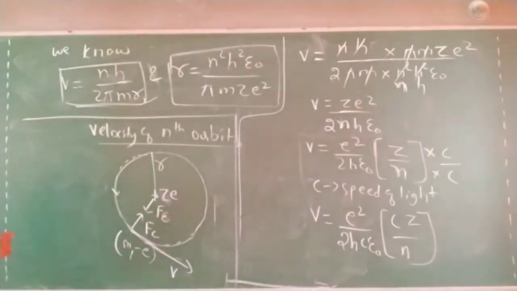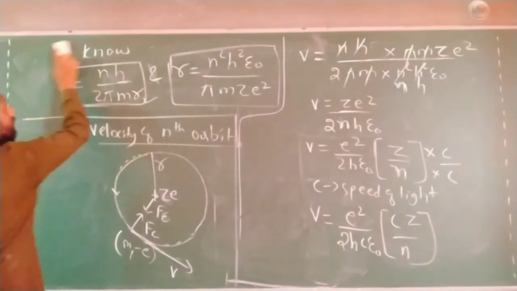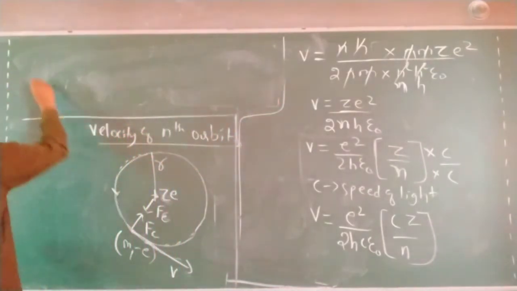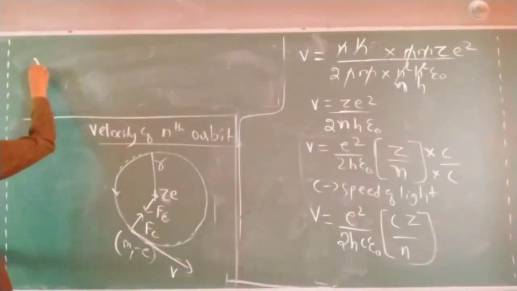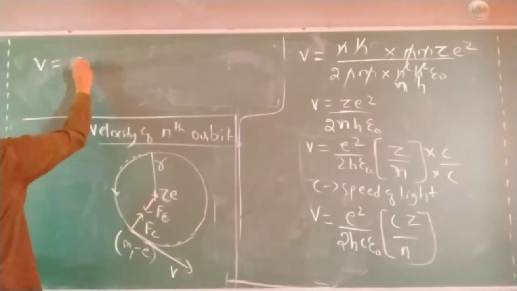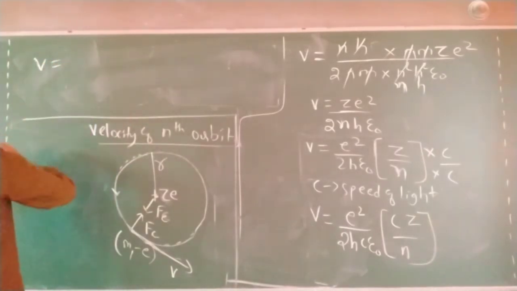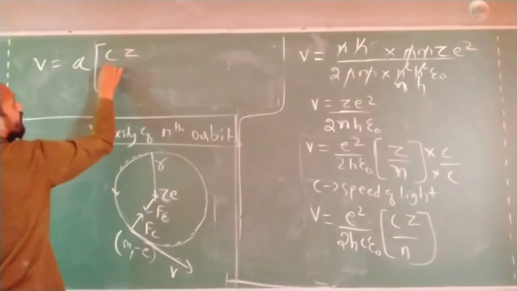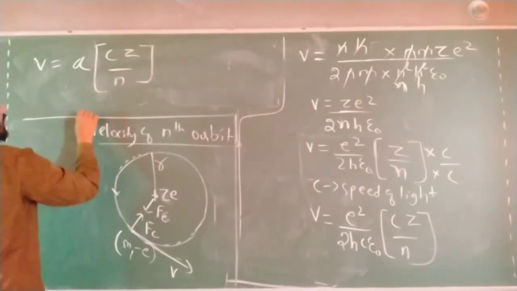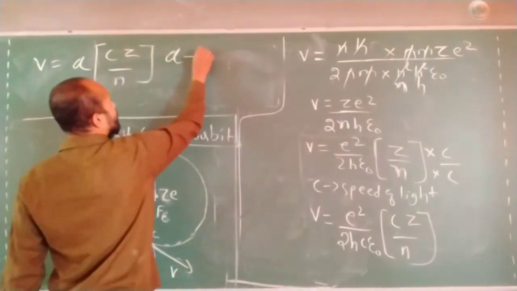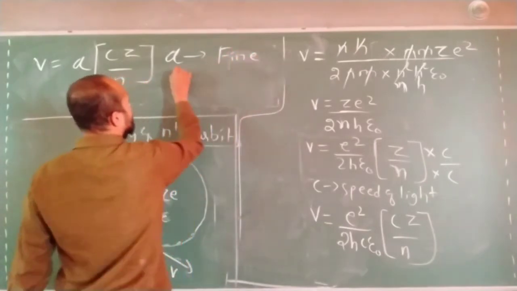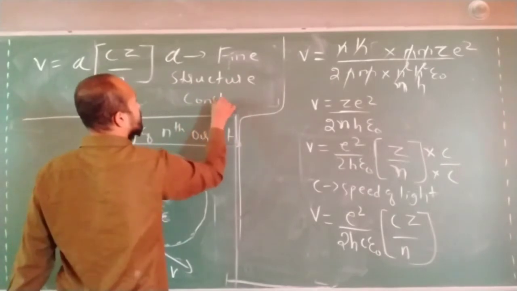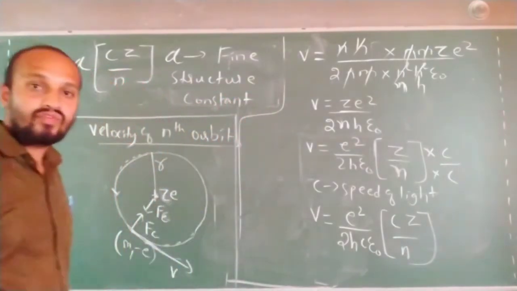I will rub here again and I will tell you. This v, I will write it as alpha into c z divided by n, where alpha we call the fine structure constant. What is that? Fine structure constant. Alpha we call it the fine structure constant.